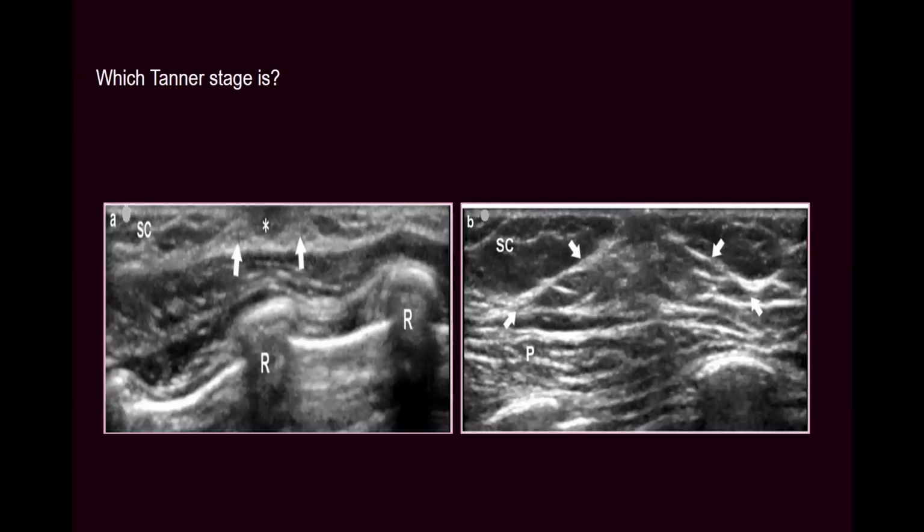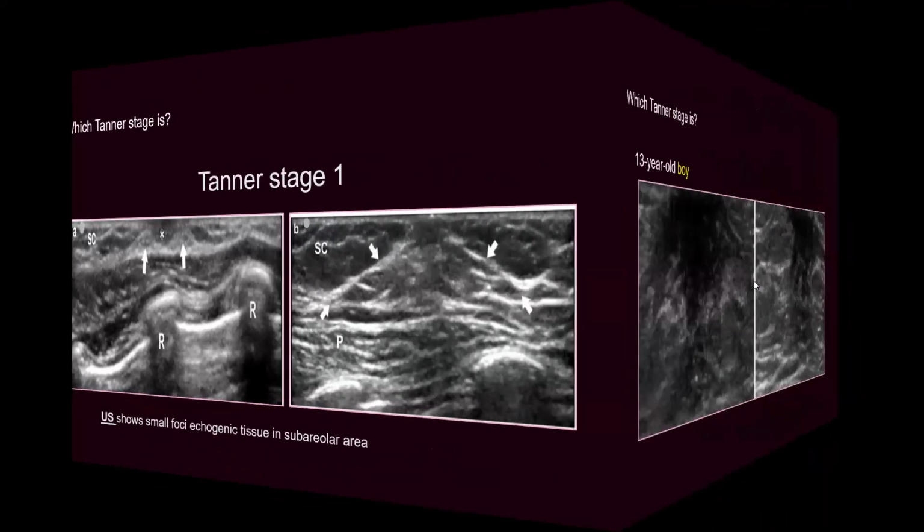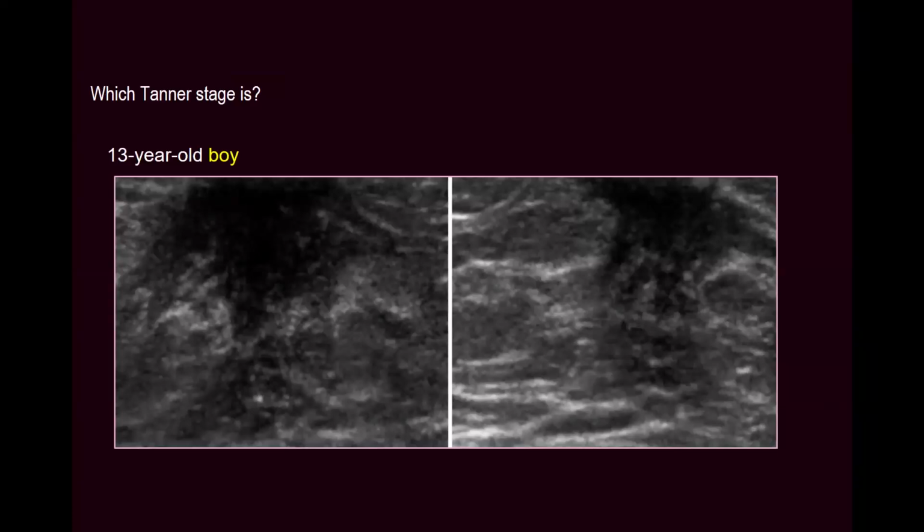Okay. Which Tanner stage is this? Tanner 2. It is 1. This is Tanner 1. This is the nipple. Okay. That is the nipple. This is the areola. This is the areola. This is ill-defined tissue. Okay. Which Tanner stage is this? Tanner 3. Another suggestion?